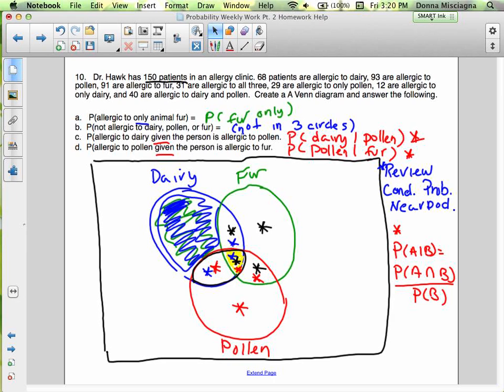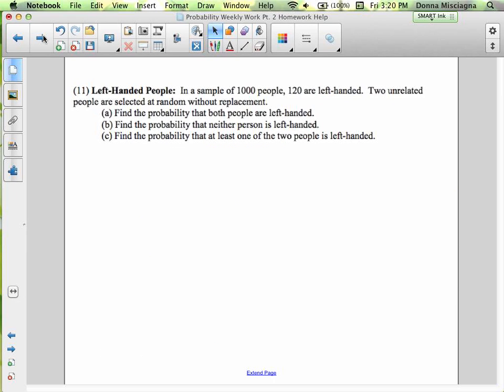This one took the longest to explain because that's the biggest problem in the set. Left-handed people, in a sample of 1,000 people, 120 are left-handed. 2 unrelated people are selected without replacement. All right, so the people are not going back. What kind of probability is it if it's without replacement? What kind of events are these?